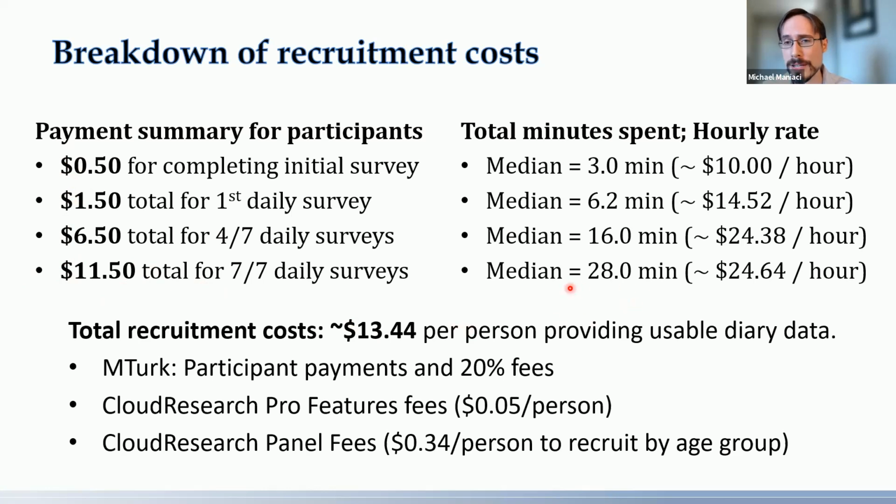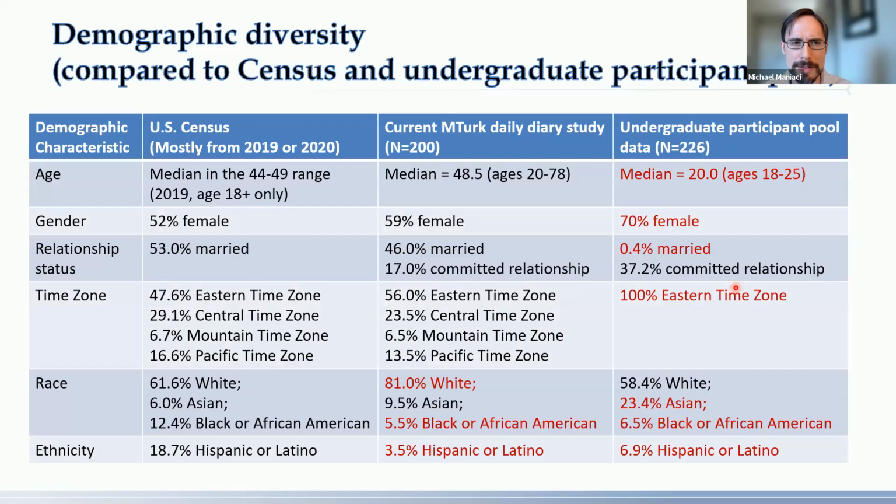And for participants who did every survey, the median amount of time they spent across all these surveys was 28 minutes, which corresponded to about $24 an hour, $24.64 per hour. We probably could have paid a little bit less, but we wanted to maximize our compliance, because if you pay less and have poor compliance, then you have to worry about if participants who dropped out or who skipped surveys on the weekend differ from participants who continued in the survey. So overall, we paid about $13.44 per participant on average.